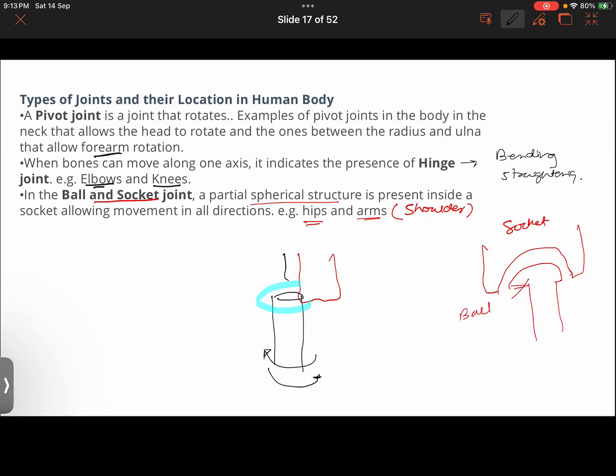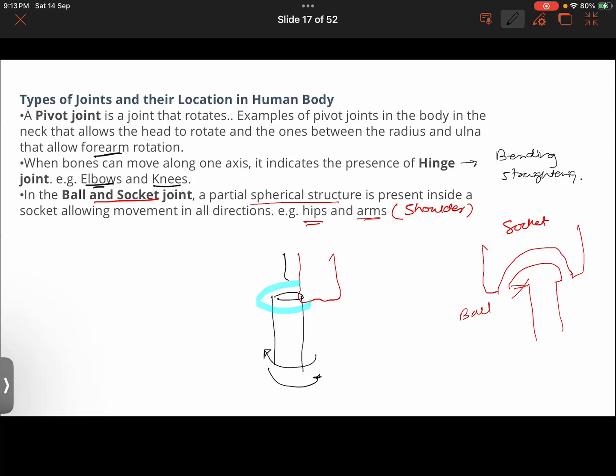In the case of the ball and socket joint, what we have learned is that a socket is a kind of cavity where a plug can be attached. Just like we attach a plug into the board, in a similar manner this ball-shaped bone is attached into this cavity. And these joints will allow the movement of bones in all directions.